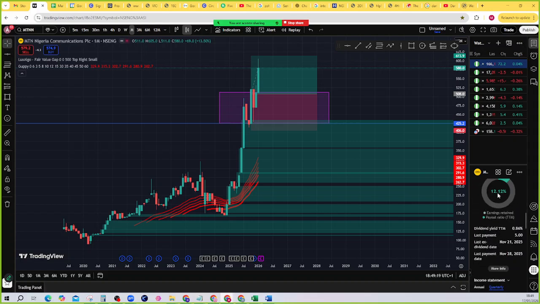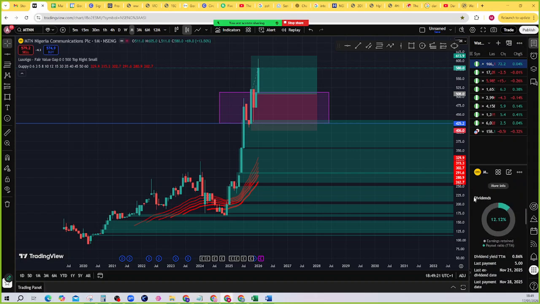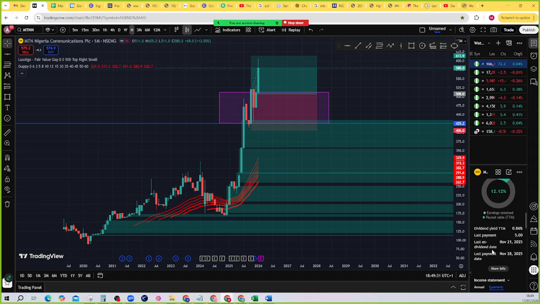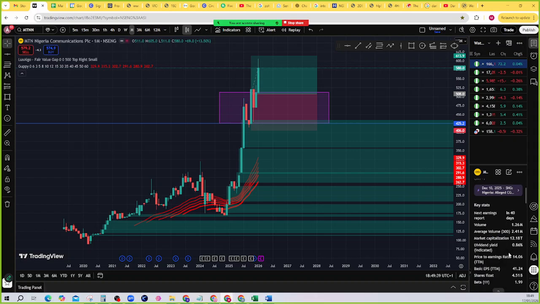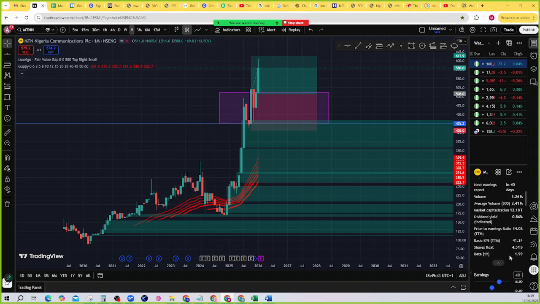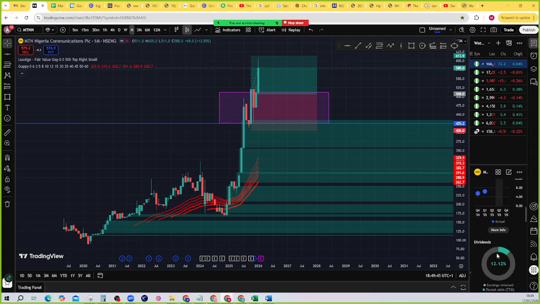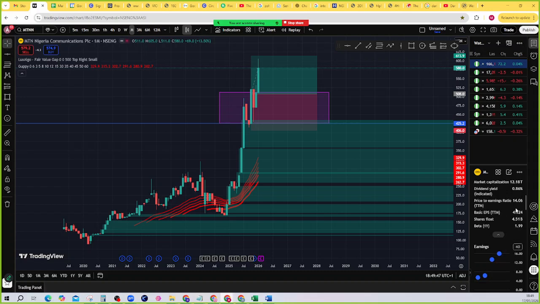So what is 12%? So earnings payout. Okay, 12%. That's the dividend payout. So are they paying dividend? Let me check. MTN. This stock, I know they were in losses, but now that they're in profit, they paid 5 naira or so the last time. Where's my dividend thing again now?